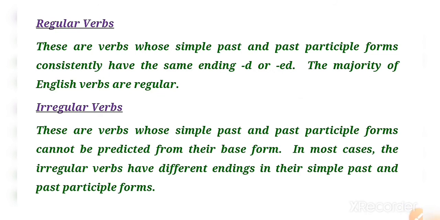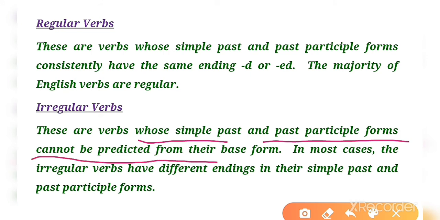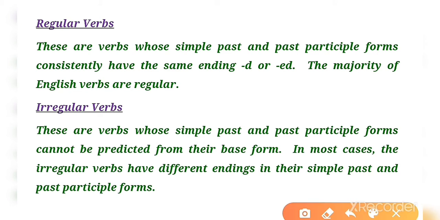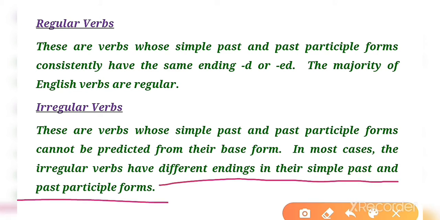What about irregular verbs? Irregular verbs are those verbs whose simple past and past participle forms cannot be predicted from their base form. Here we cannot predict it. If there is a verb, we cannot say what the next two forms will be. But in most cases, irregular verbs have different endings in their simple past and past participle forms. Means they both are somewhere different from the base form.